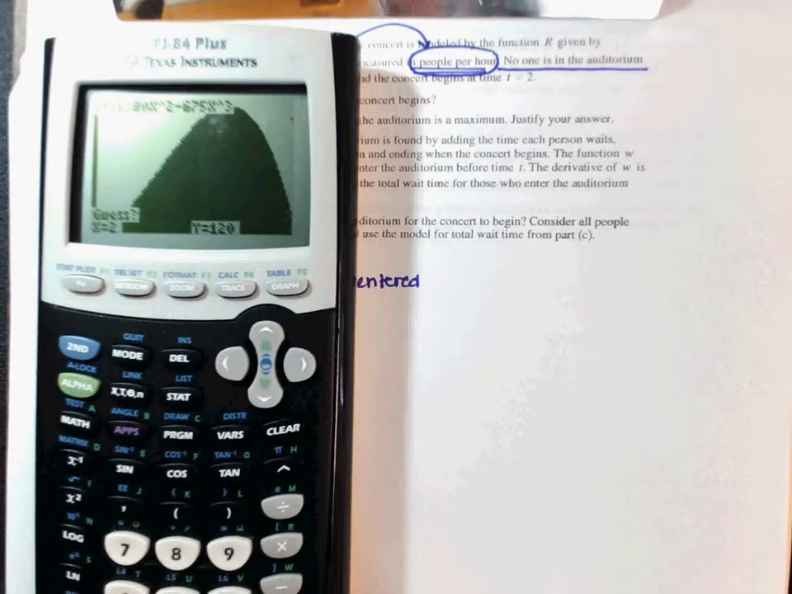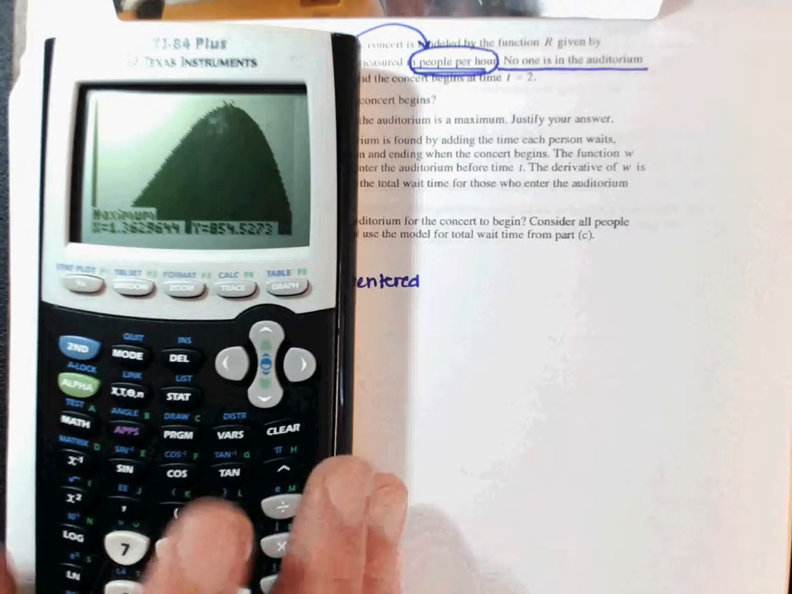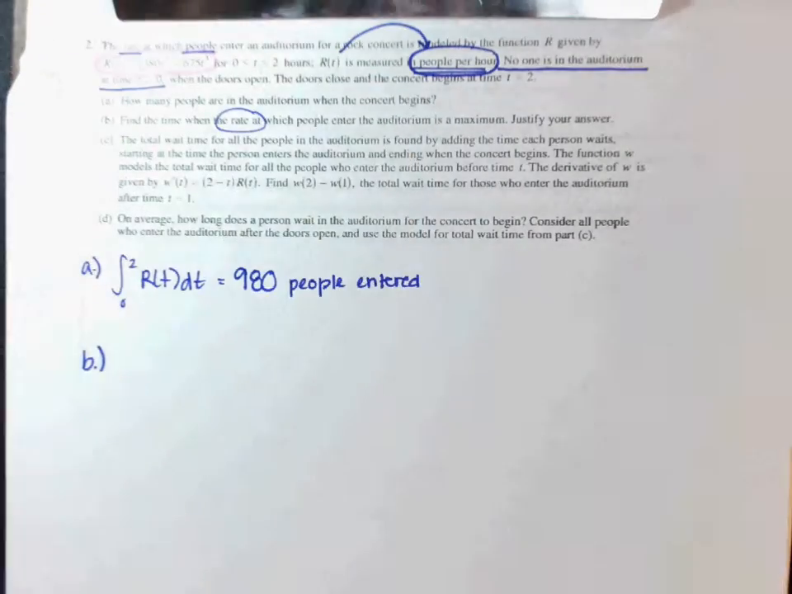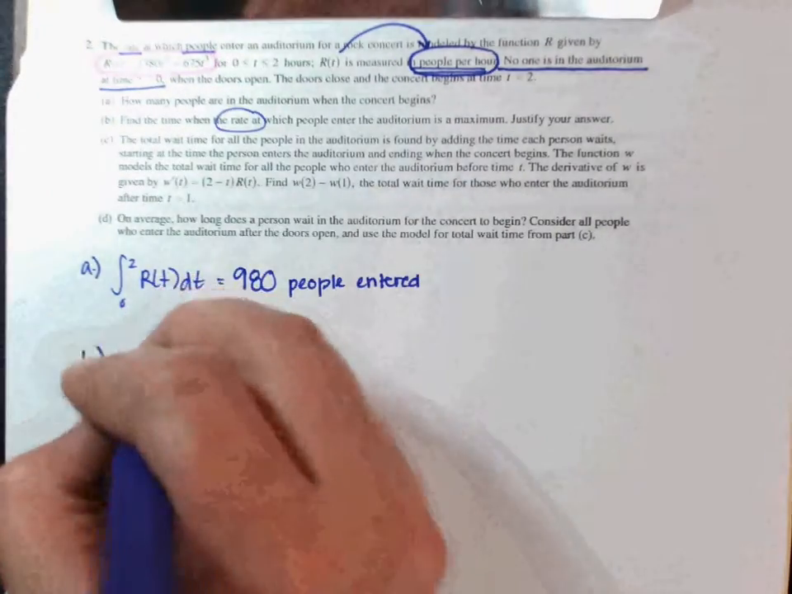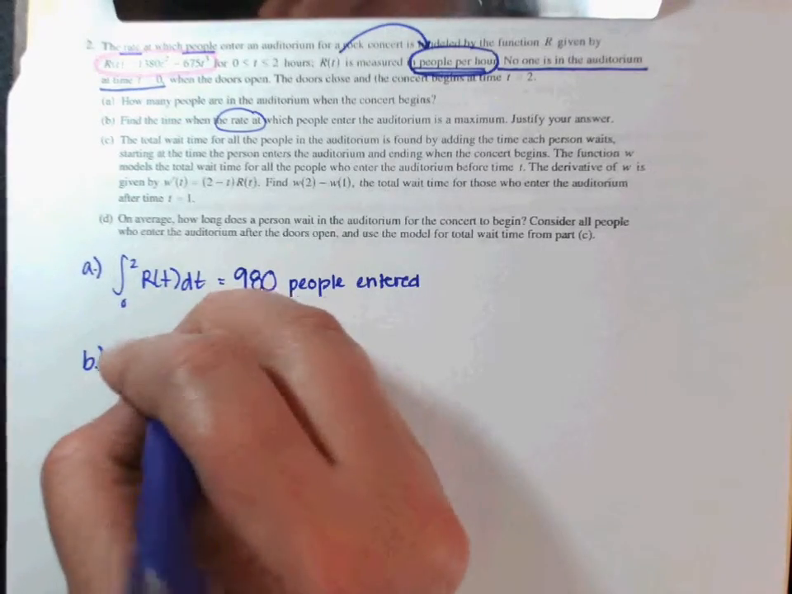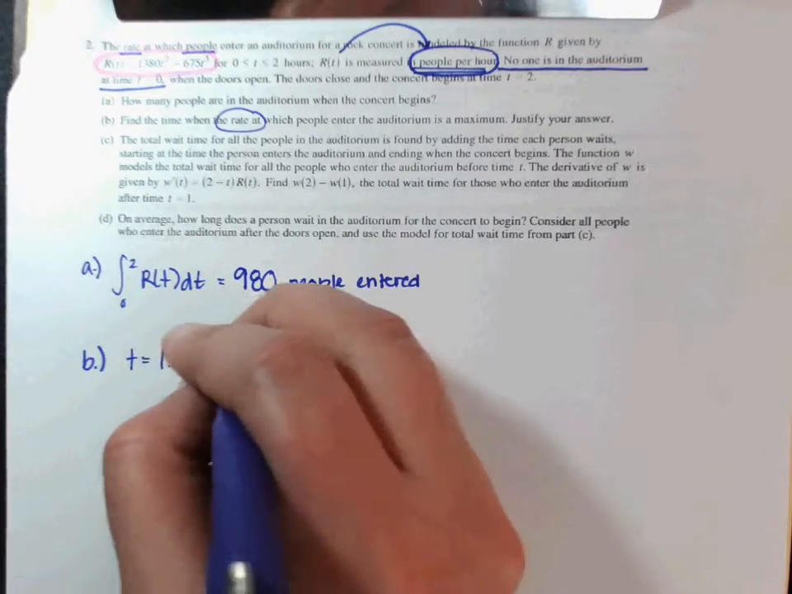Okay, it asked me to guess. I don't want to, so I skip it. Okay, the max occurs at 1.3629. That's just the max of the graph. Because they're asking me for the max rate, and I graphed the rate already. So I'm just looking at the max of this graph in my calculator. So just the f of x? Uh-huh. So it would be t equals 1.3629.